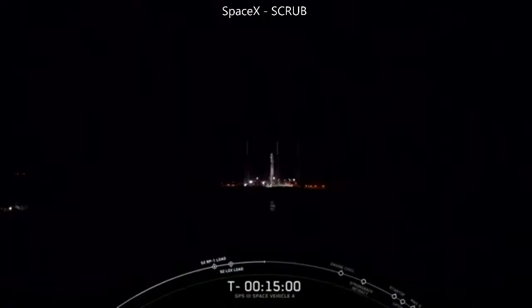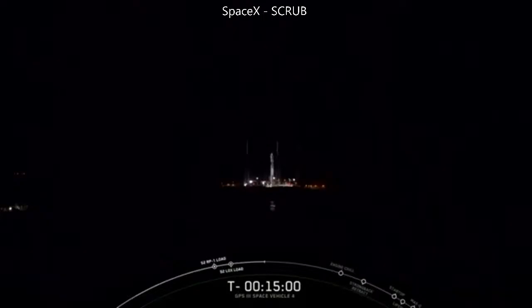We're going to hold on for just a little bit more, see if we can bring you any other information. Right now we're still waiting to find out whether it was a ground or a flight vehicle issue that caused us to hold the countdown and scrub for the night.